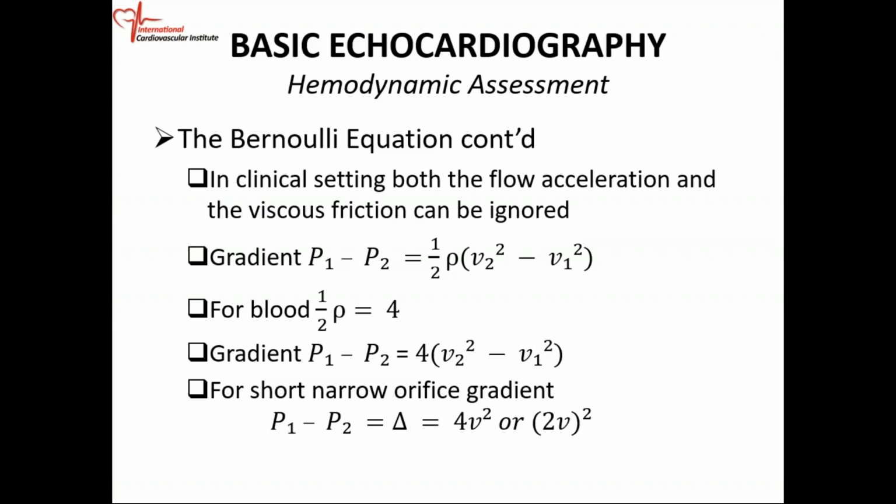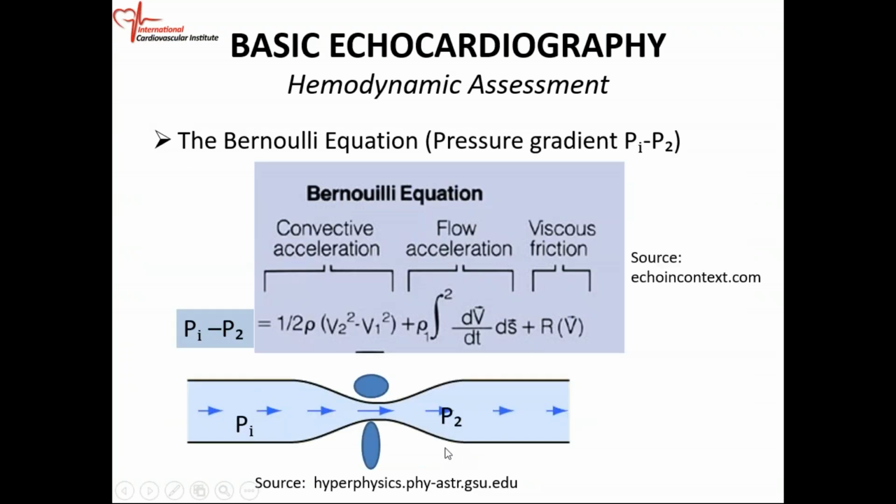If you can get that velocity, square it, and multiply it by 4, then you get the gradient across the tricuspid valve. All right, so the gradient across any area is equal to 4V squared. So this is what we call the modified Bernoulli equation. Because remember, we're coming all the way from here.